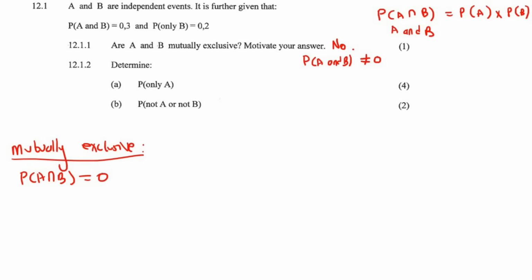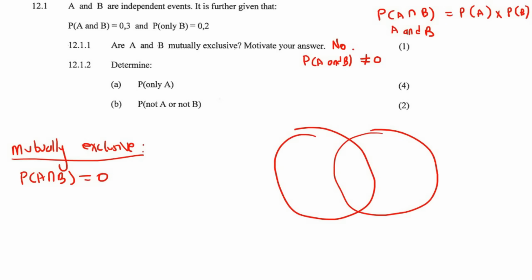So what we need to do now for this next question, only A, is I would advise that we draw a Venn diagram. So we know that the circles are gonna overlap because we know that they're not mutually exclusive. So we can say A and B. Now they've told us that B only is 0.2. Now be careful. What does only B mean? Only B is this part. Some students think that it's all of this, but that's not true. It's this part here. So only B is 0.2.